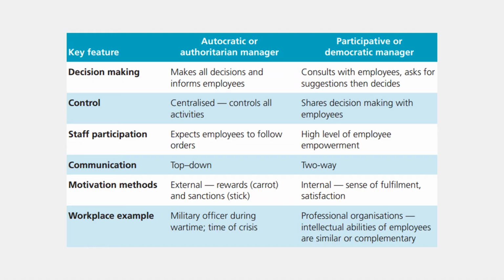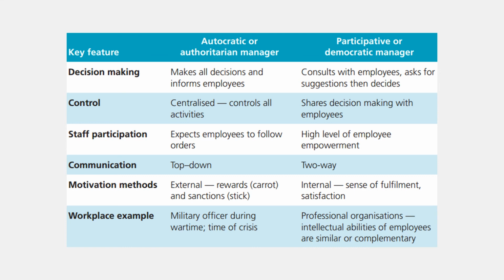So these are some different features between the two management styles that we've looked at so far. In terms of decision making, in the autocratic style, the manager makes all the decisions and then just tells the employees. In a participative leadership style, they consult with employees and ask them for suggestions, and then they decide what they're doing. In terms of control, the manager in an autocratic system controls all the activities. In a participative style, they share that decision making with their employees.